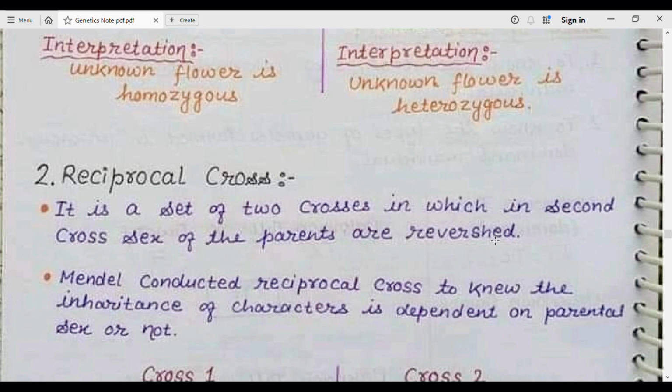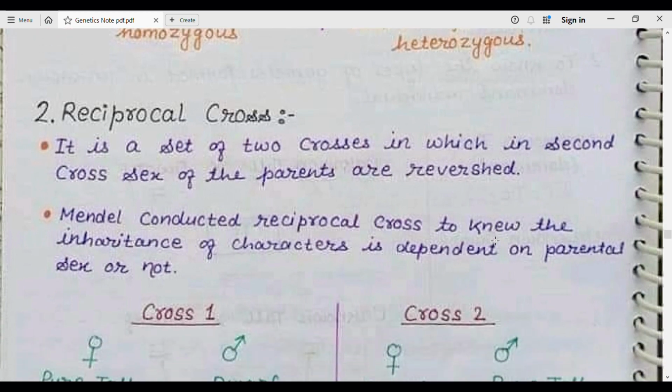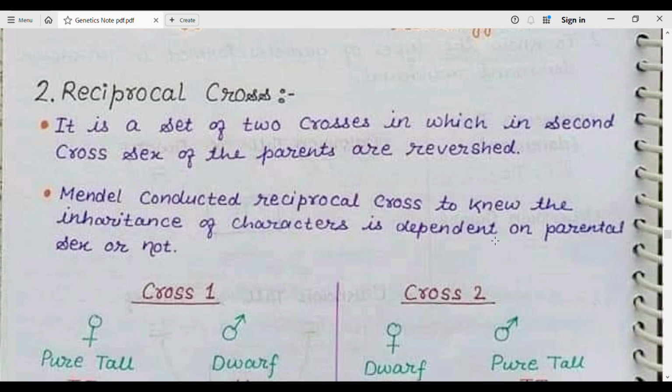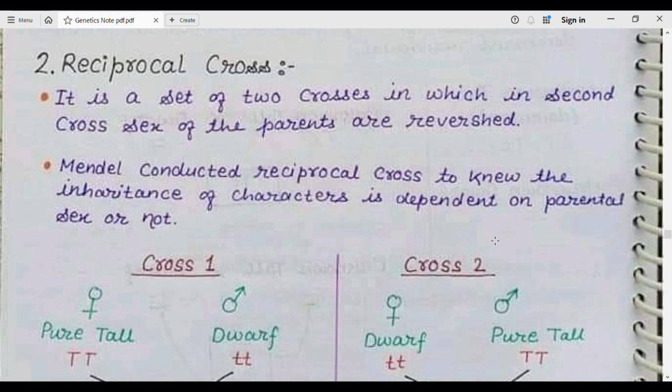Then the last one is the reciprocal cross. It is a set of two crosses in which, in the second cross, the sexes of the parents are reversed.